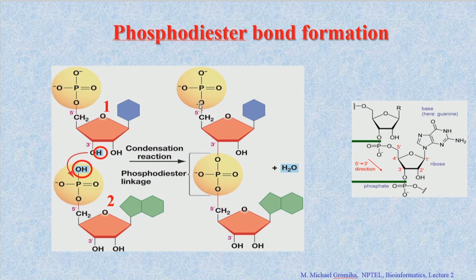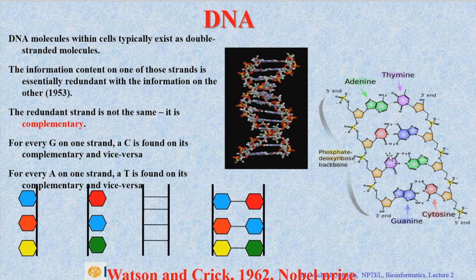So, if this is the first one, and here this is the second one, here this is the linkage formed with the condensation of this water molecule. When you have this phosphodiester linkage, here I show the continuous ones. One nucleotide contains from here this line to this line. You can see this is the phosphate attached here, and this is the ribose, and here this is the base, and up to this one you can see one nucleotide. Now, if you look at this, DNA molecules within the cells are typically double stranded.